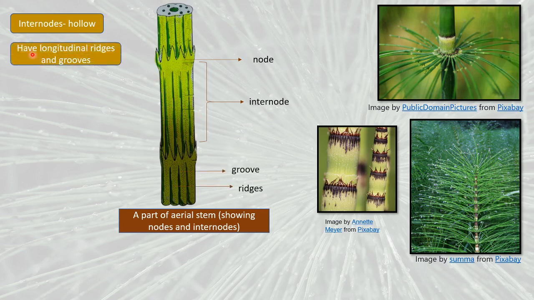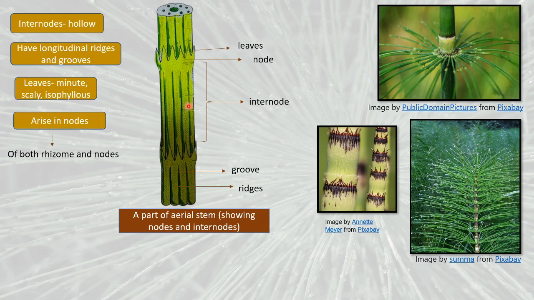But these have the presence of longitudinal ridges and grooves, right? So as you can see, there is presence of grooves here and these are ridges. So you need to know what grooves and ridges are. Grooves are, as you can see in the figure, this dark line that I have shown is a groove.